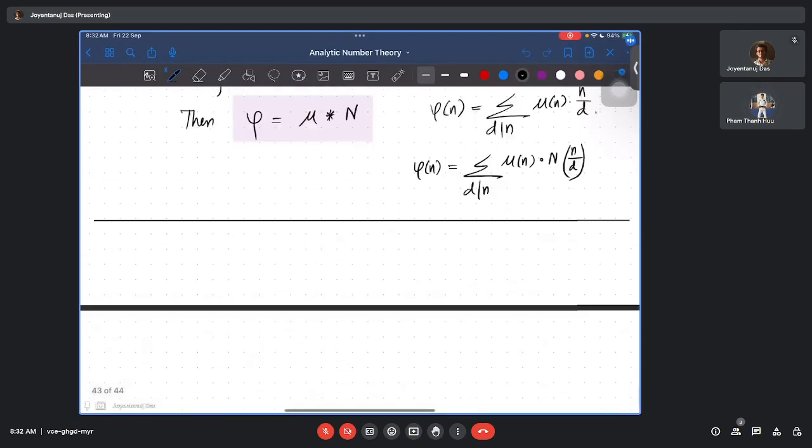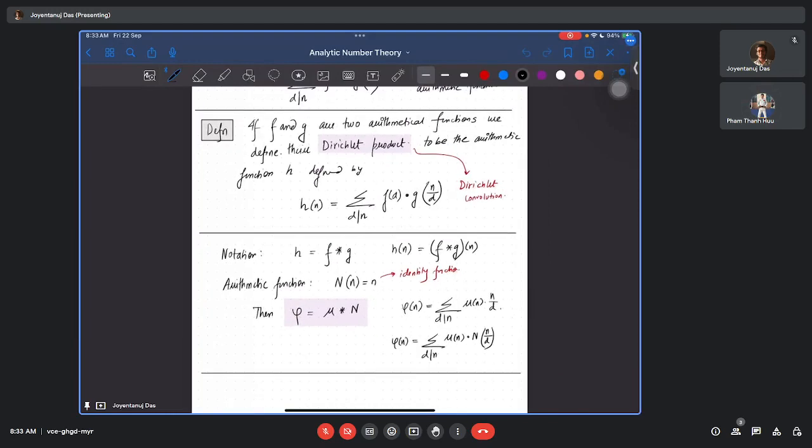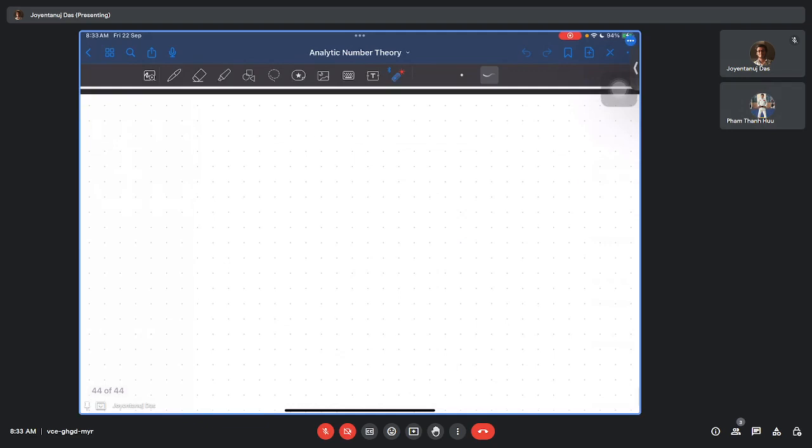We did this part, right? The arithmetic function we defined. What is the Dirichlet function? The Dirichlet product is defined as follows: if we have two arithmetic functions f and g, then we define the Dirichlet product of these to be the summation over all d dividing n of f of d times g of n by d, where we are finding h of n. The notation is f star g. So that is the notation. The next theorem is based on that.